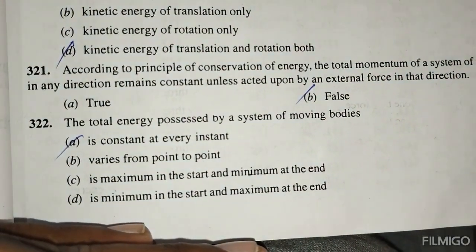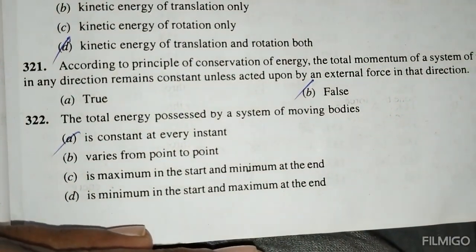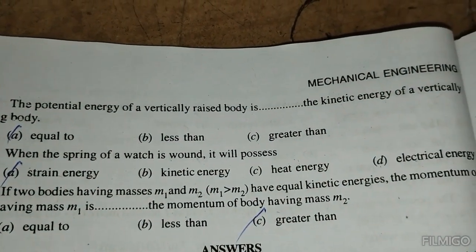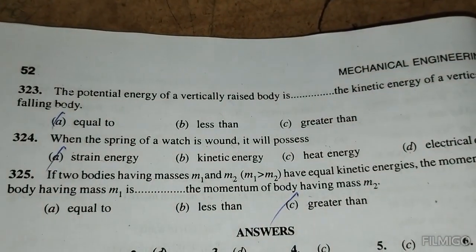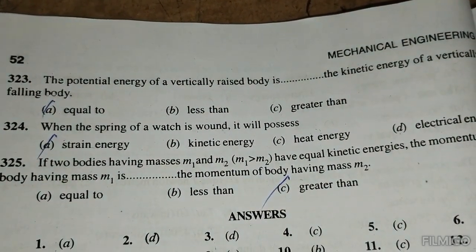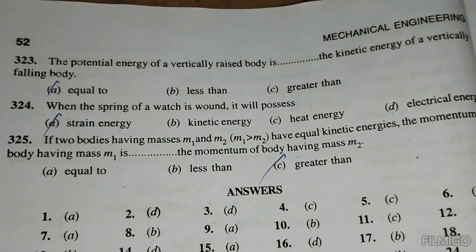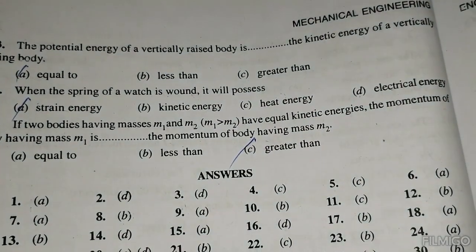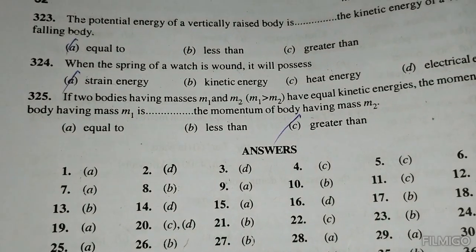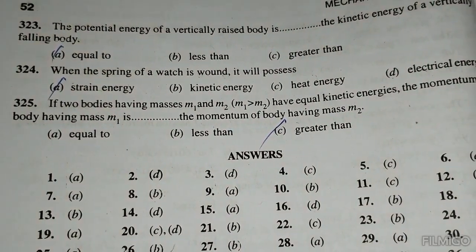The total energy possessed by a body moving under gravity is constant at every instant. The potential energy of a vertically raised body and the kinetic energy of a vertically falling body are equal. When a spring of a watch is wound, it will possess strain energy. Two bodies having masses m1 greater than m2 have equal kinetic energy. The momentum of the body having mass m1 is greater than the momentum of the body having mass m2.